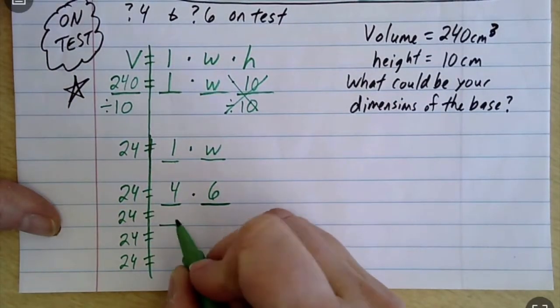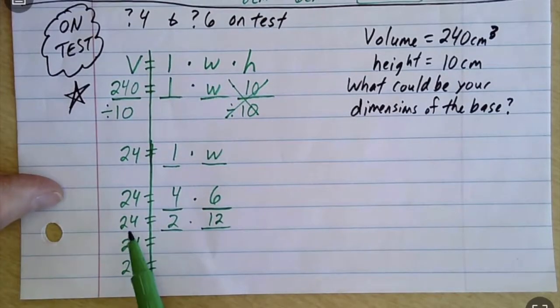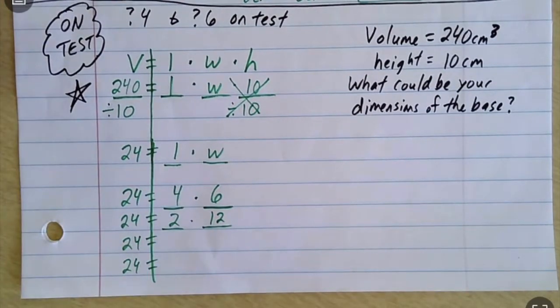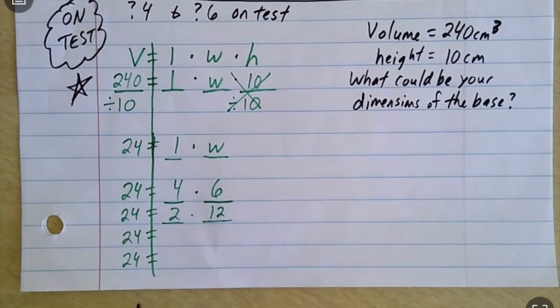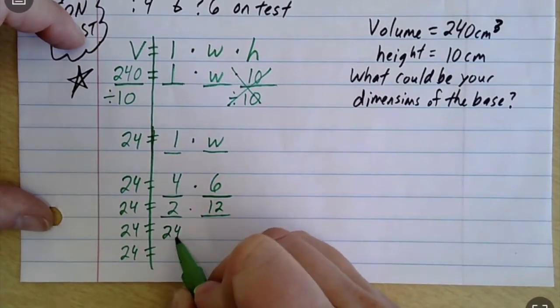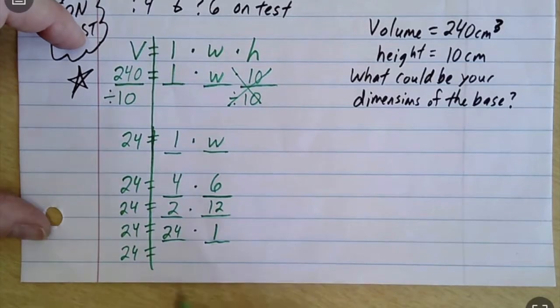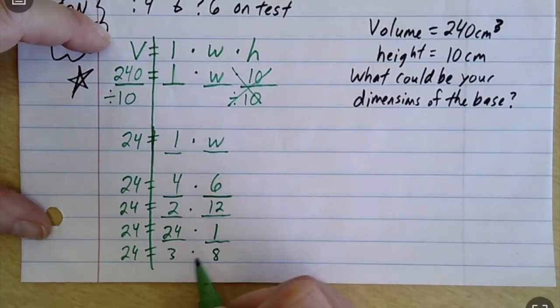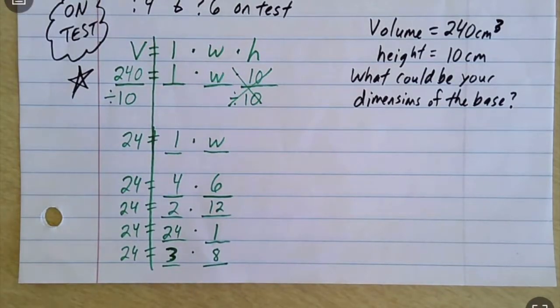I could see a 2 times 12 giving you an area of your base of 24, because length times width gives you the area of the base. 4 times 6 would give you kind of a rectangle shape. 2 times 12, you could have 24 times 1. That'd be kind of a skinnier base, and then you could even have 3 times 8. Those are all examples of what your length and width could be to give you a 24 for your area of your base. If I ask you to draw those, what does that look like?